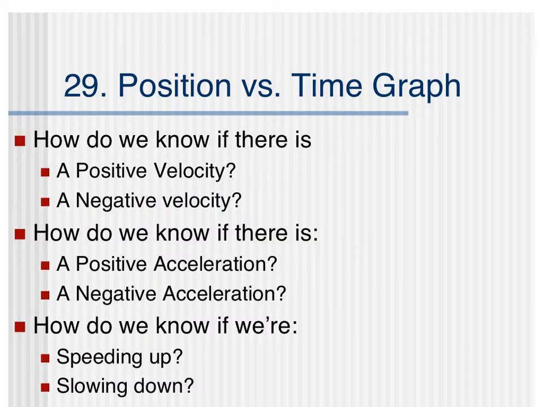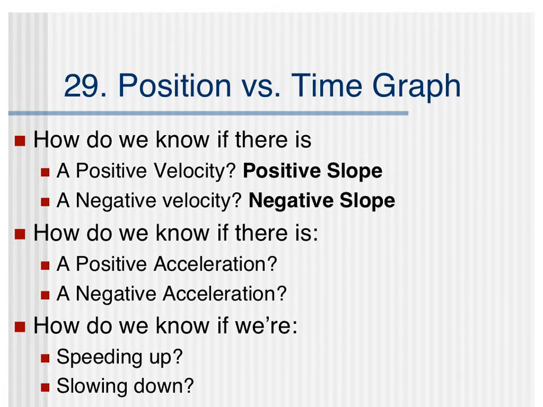All right, so we're going to elaborate a little bit on that last slide and look at a few more specific cases, but it does all go back to those concepts that we just talked about. So the first question we want to elaborate on is how do we tell the difference between a positive and a negative velocity? We know that slope is the velocity, so all we're going to do is simply look at whether we have a positive slope or a negative slope, and that's going to tell us if our velocity is positive or negative.